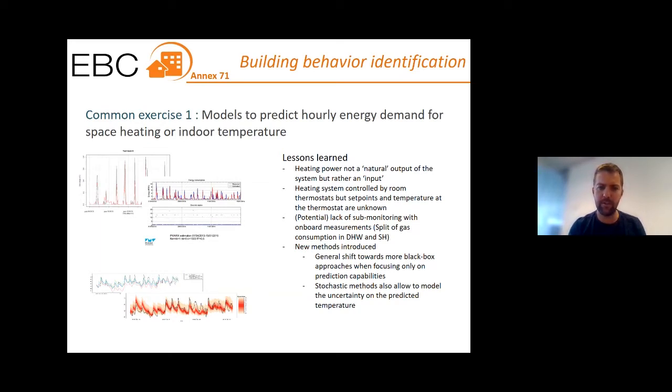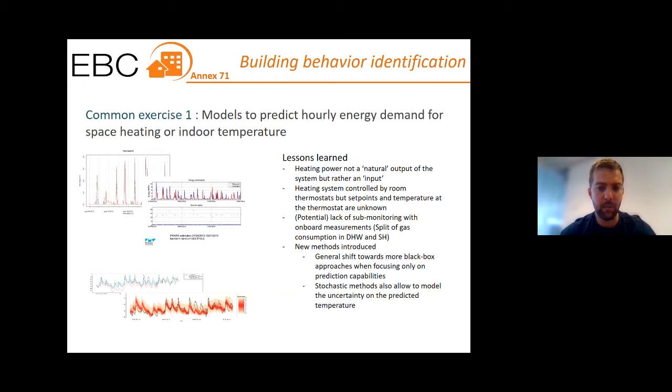we, for starters, found that this was not really the natural output of the system, but rather an input. And due to the fact that the buildings were thermostatically controlled, this introduced a lot of issues in identifying suitable models, for example, by the introduction of the nonlinearities of the thermostatic control.